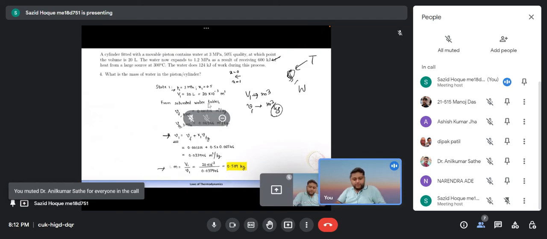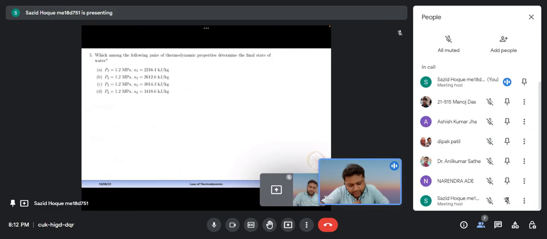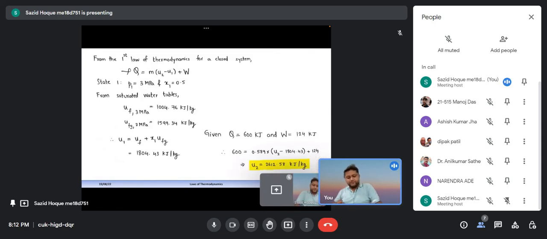So next we need to find out which of the following pairs of thermodynamic properties determine the final state of water. So final pressure is given. Now we need to find this U2. Once you find U2, then we can tell what the answer should be. So for finding U2, again you can use the first law expression.